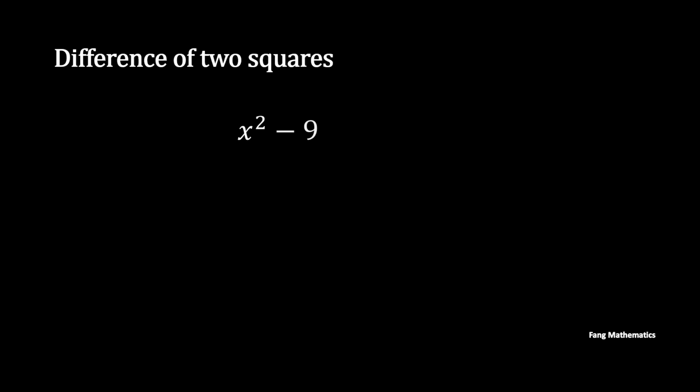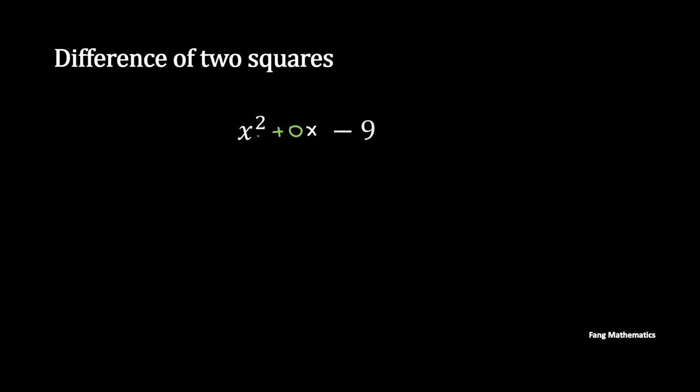In this video, we are going to learn the special case in factorization, that is difference of two squares. Let's refer to the expression here. You have x squared minus 9. You should first notice that there is no linear term. In other words, plus 0x.